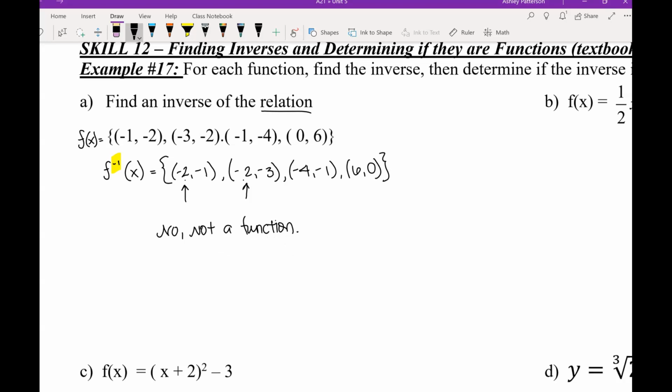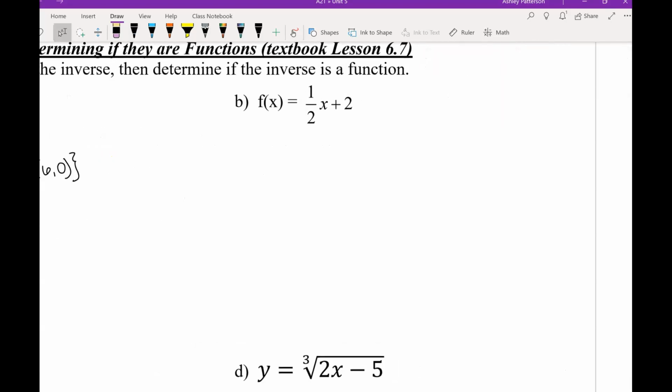So again, if you're given a relation, a set of points, in order to find the inverse, you simply switch the x and y values. Okay, well, what if you're not given a relation? What if you're given an equation? Same thing. We're going to switch the x and y values. Don't forget, f of x is interchangeable for y.